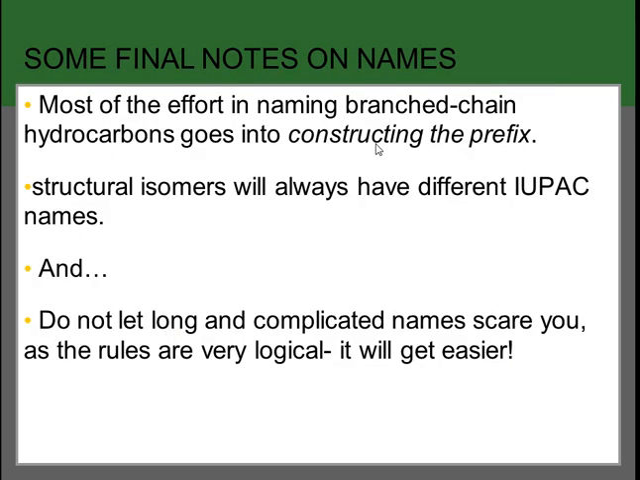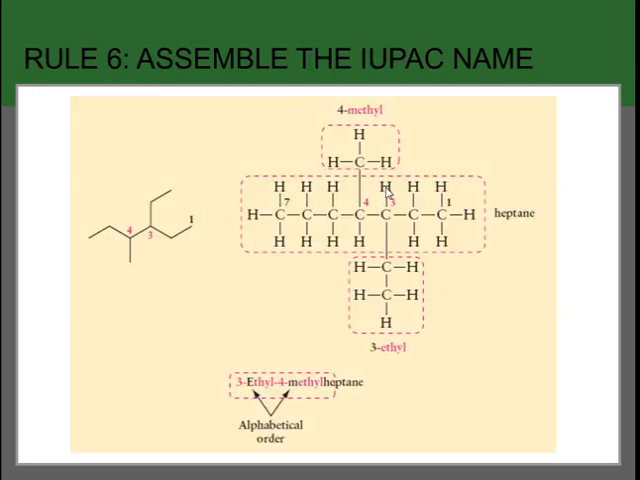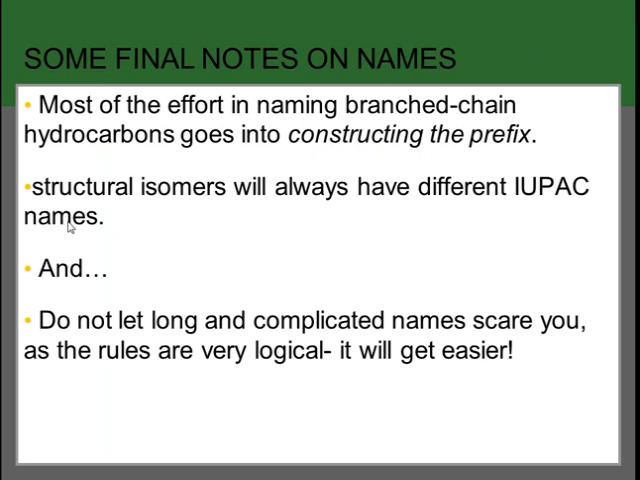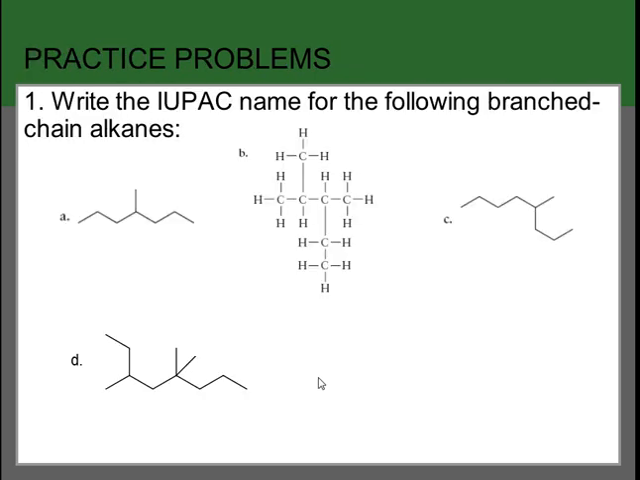So most of the effort going into naming a branch chain hydrocarbon involves constructing the prefix. We spent a lot of time determining that we had 3-ethyl, 4-methyl, so that's where you'll spend most of your time constructing the name. Structural isomers will always have different IUPAC names because they have different connectivity. So if a methyl group moves to a different carbon, it's going to get a different number. And don't let the long and complicated names scare you. The rules are very logical. It's going to get easier as we practice. So let's have some practice.